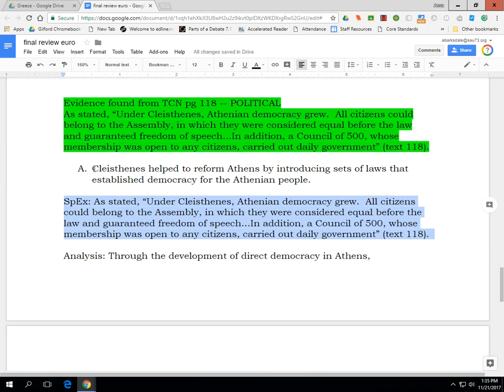So I said as my supporting detail to lead in, Cleisthenes helped to reform Athens by introducing sets of laws that established democracy for the Athenian people. So I have a little bit of background into who Cleisthenes is, and I could also look at my note sheet that I'm using and ask, is there any information that could help me form my supporting details statement? Remember, the supporting details' job is to give any necessary little bit of historical background and to lead me into the specs. So I'm telling the reader I'm going to be talking to you about democracy, and my specs clarify what laws he passed to set up democracy in Athens.